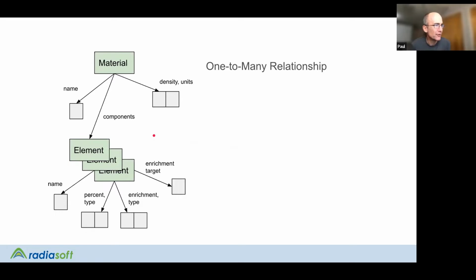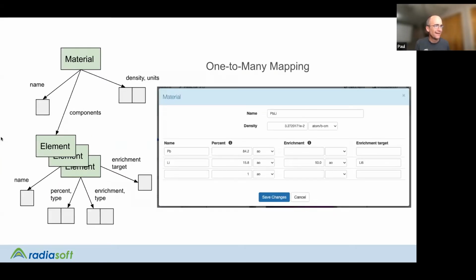Another common model relationship is one-to-many. In this example, a material model is made up of some fields, name and density, and a list of elements, which each contain their own fields. A tabular editor is ideal for this relationship where the elements can be added and removed easily from one page.